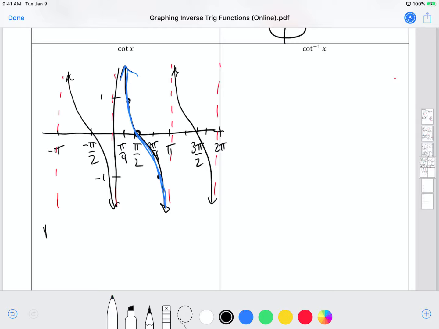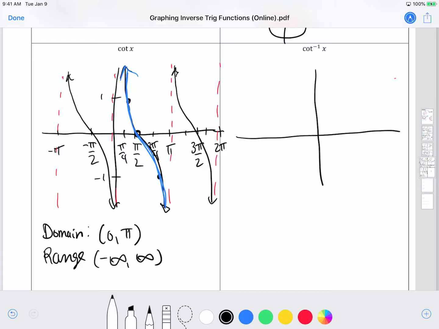So the domain for cotangent with the restricted domain is going to be 0 to pi. And notice that I don't include 0 and pi here because they're asymptotes. And of course, the range is going to be from -infinity to infinity. So now when we draw the inverse cotangent, since we have asymptotes at x equals 0 and x equals pi, we're now going to have asymptotes for the inverse at y equals 0 and y equals pi.